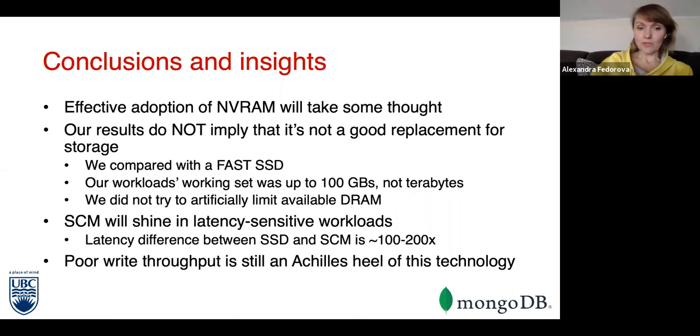Storage class memory will probably shine in latency-sensitive workloads, because when we measured the latency difference between accessing an SSD and storage class memory, it was 100 or 200 times lower. And we do have to be careful about writes, because poor write throughput is still an Achilles heel of this technology. And that concludes my talk.